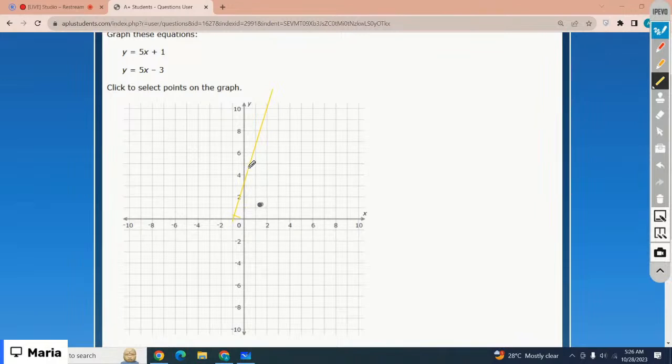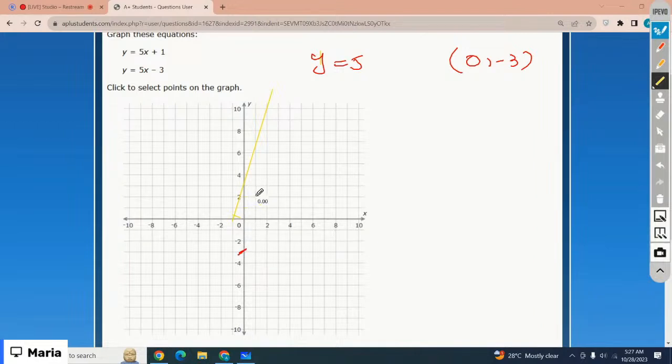Okay, for the second line, you have the slope 5 and the y-intercept is at 0, -3. So here is -3 and the slope is 5. Move up 5 points and right 1 point. Okay, so move up 1, 2, 3, 4, 5.